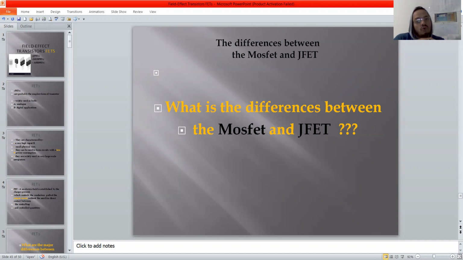Now we will be talking about the field effect transistor in general terms. After these slides, we will go deeper into other important information related to this topic. In a field effect transistor, an electric field is established by the charge present, which controls the conduction path of the output circuit without need for direct contact between the controlling and the controlled quantities.